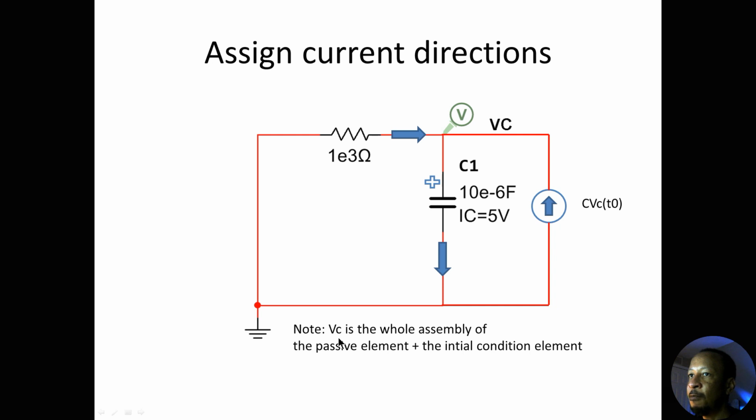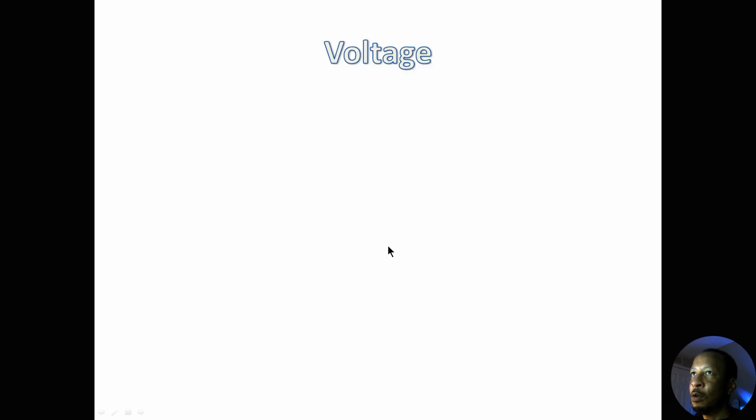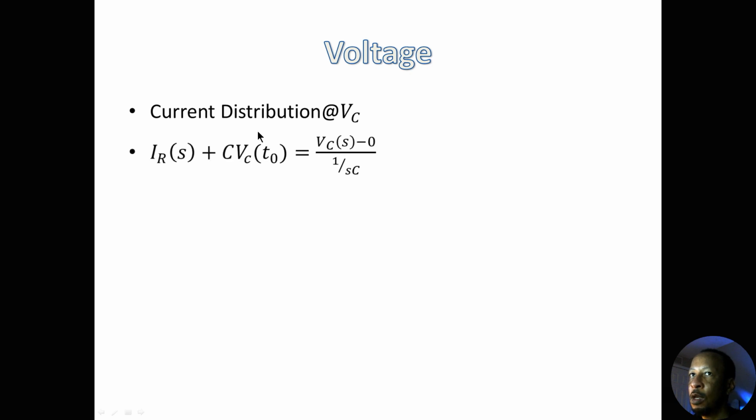So note that VC is the whole assembly of the passive element plus the initial condition element. So the current distribution at VC is IR of S plus C VC of T sub 0 equals VC of S minus 0 divided by 1 over SC. So now I have 0 minus VC of S divided by R plus C VC of T sub 0 equals SC VC of S.